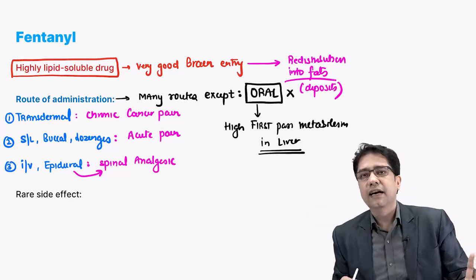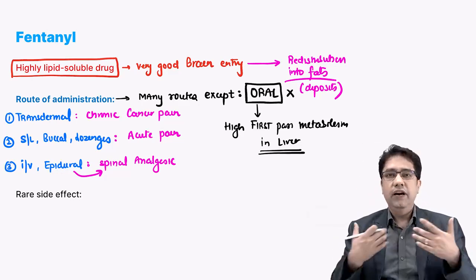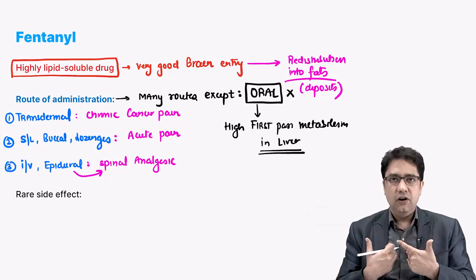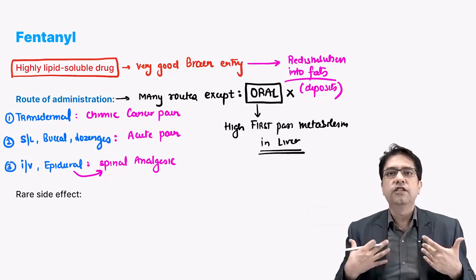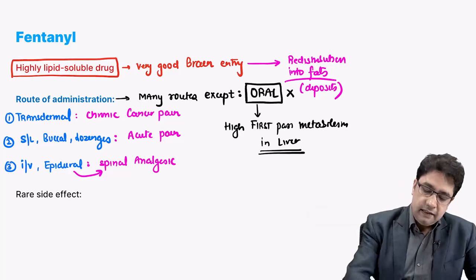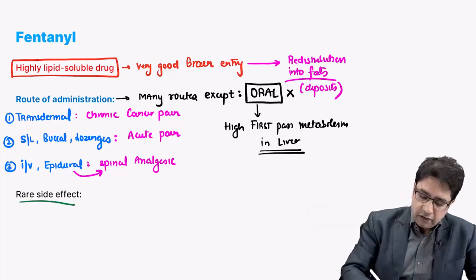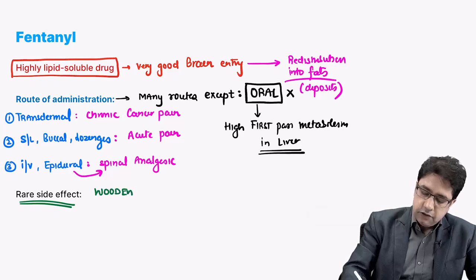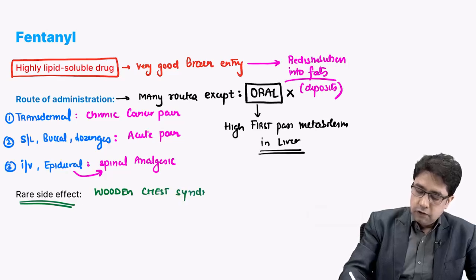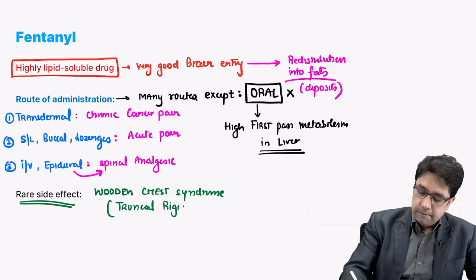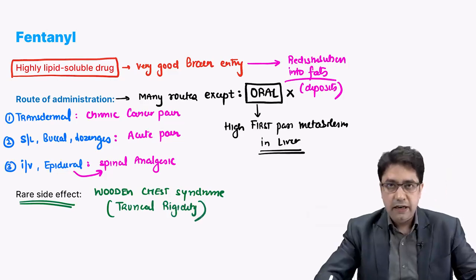Now, one rare side effect of fentanyl. Fentanyl causes contraction of muscles of chest wall. And this syndrome or rare side effect of fentanyl is known as wooden chest syndrome. So, in wooden chest syndrome, there is truncal, that means chest wall muscle rigidity, a rare side effect of fentanyl.